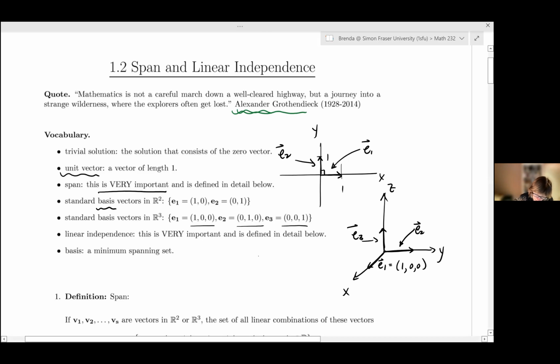Those are the standard basis vectors in R3. Another concept we're going to come to in this lecture, we just have it here because it is very important, is linear independence. You must understand what that means. And then we have this word basis showing up here, which is defined in terms of the span above. So again, we'll see what that is there.